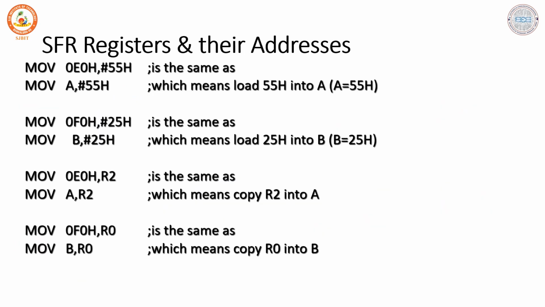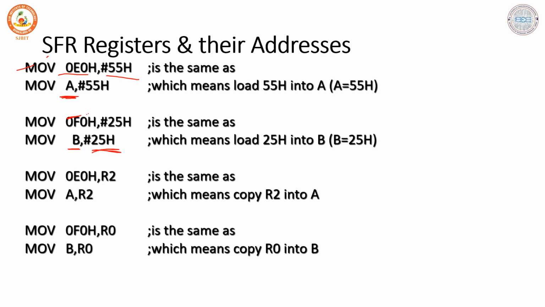And we can make use of SFRs, special function registers, and their addresses here. You can see some of the examples. MOV E0, #55, where the address location E0 is loaded with an immediate value, that is 55 is an immediate value loaded to the address location E0. This means E0 is the address location of the special function register called A. Similarly, the address location of B is 0F0, which is loaded with the value 25.